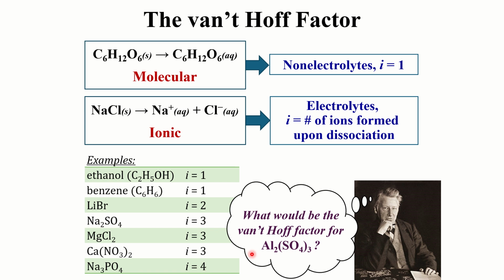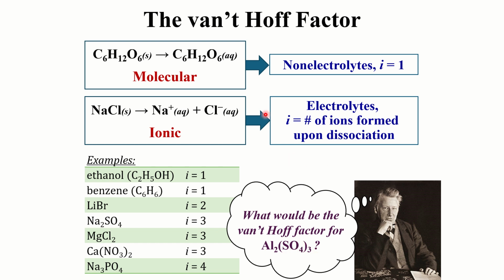What about aluminum sulfate? What would the Van 't Hoff factor for this be? You should be able to quickly recognize that it would have a Van 't Hoff factor of 5. If this thing dissolved in solution, you'd get 2 aluminum ions, 3 sulfate ions for a total of 5 ions, so a Van 't Hoff factor of 5.